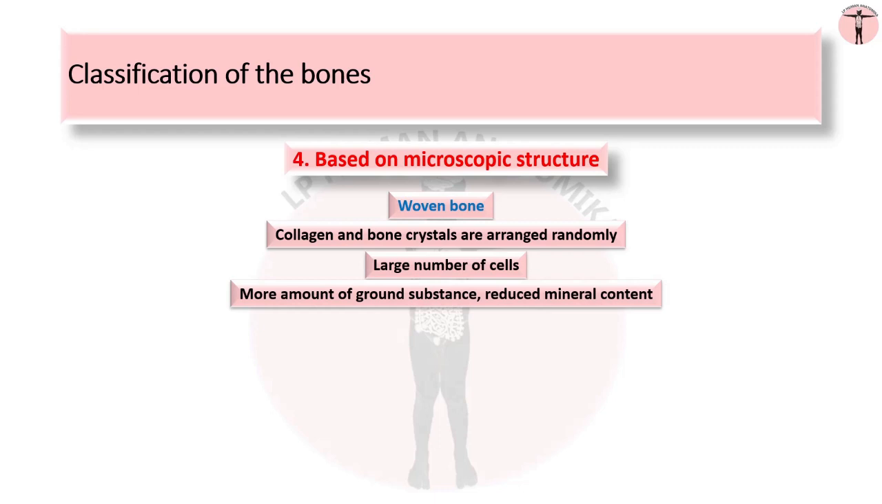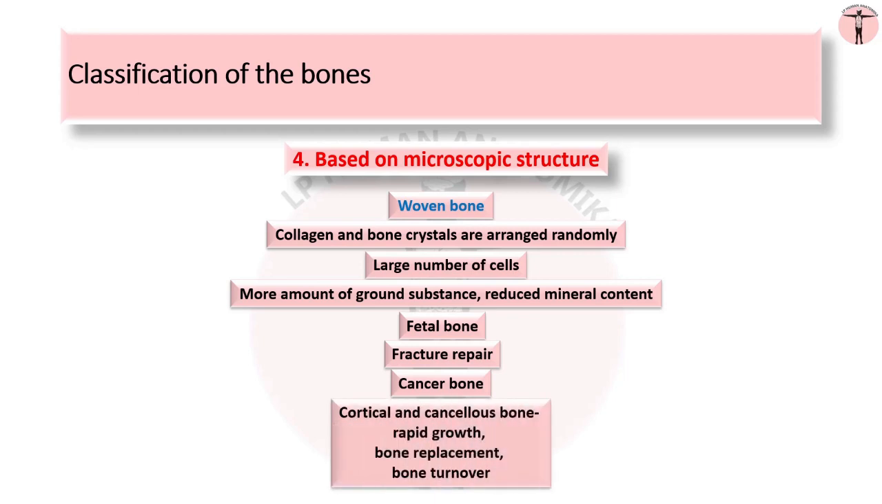Please note, the primary bone is deposited on hyaline cartilage. Primary bone is acidophilic while the hyaline cartilage is basophilic. It is seen in fetal bone or embryonic skeleton, fracture repair or healing, cancer bone, and in cortical and cancellous bone in states of rapid growth or bone replacement or high bone turnover, since it develops more rapidly. It is replaced in the normal skeleton by lamellar bone after completion of growth.